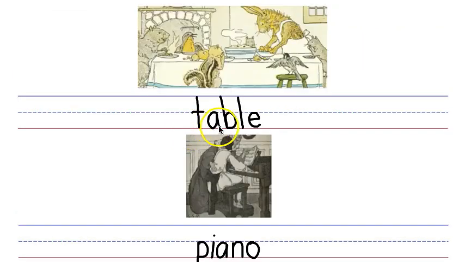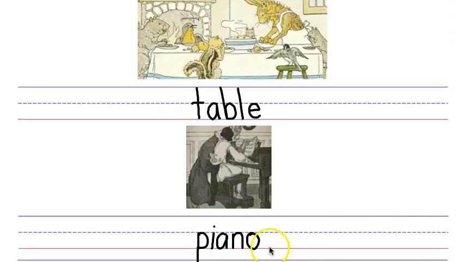Your first word is table. Hold your hand under your chin and say table. How many times did your jaw drop? It should drop twice because table is a two-syllable word. Your second word is piano. Hold your hand under your chin and say piano. How many times did your jaw drop? It should drop 3 times because piano is a 3-syllable word.